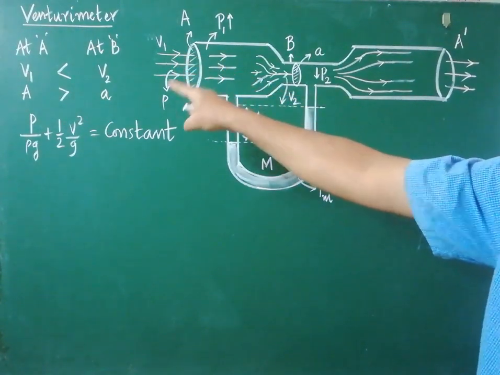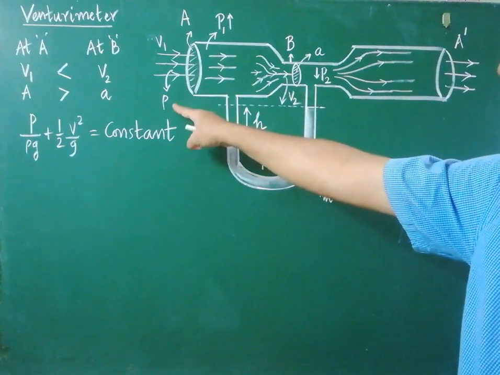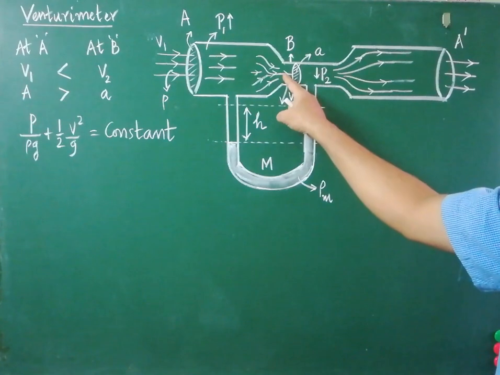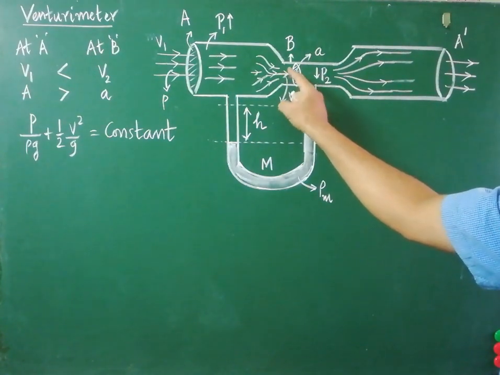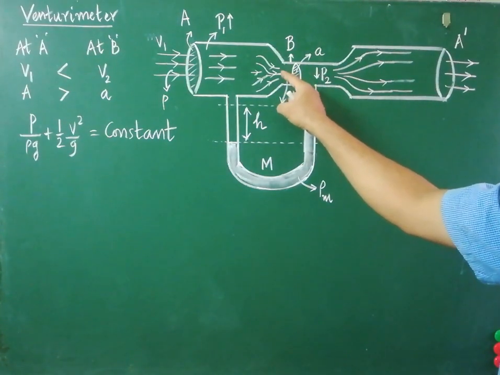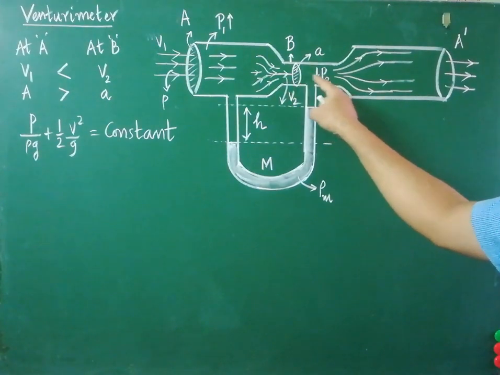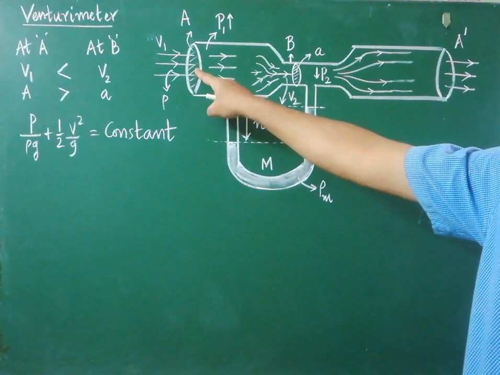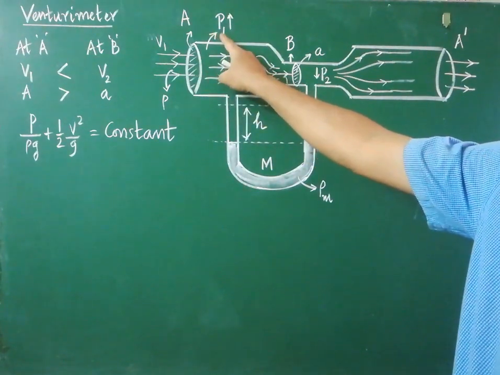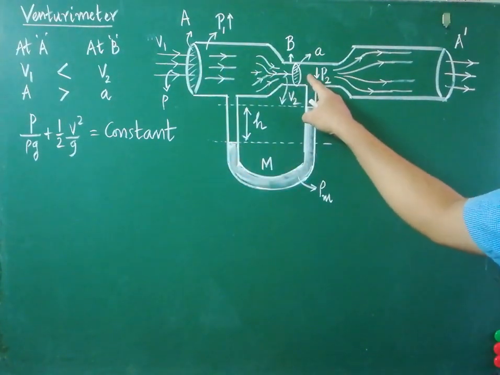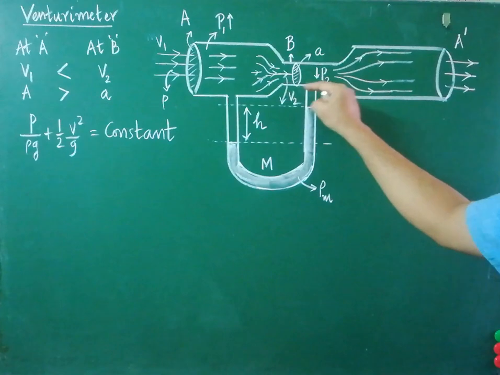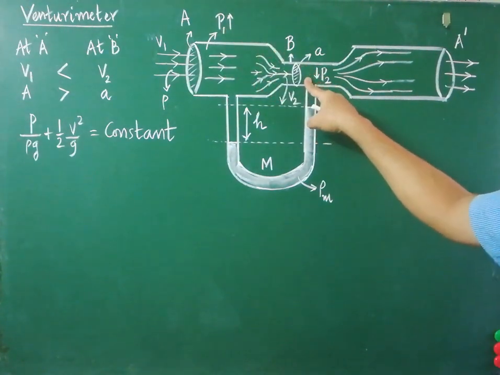When the liquid enters at end A, the velocity is taken as V1, and the density of the liquid is taken as rho. When it comes to point B, it has to flow through the smaller cross-sectional area. The pressure when it enters here is taken as P1. When it comes through the narrower portion, the pressure is decreased. Here the pressure is more, here the pressure is less.